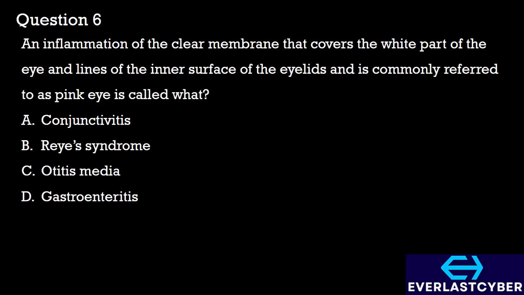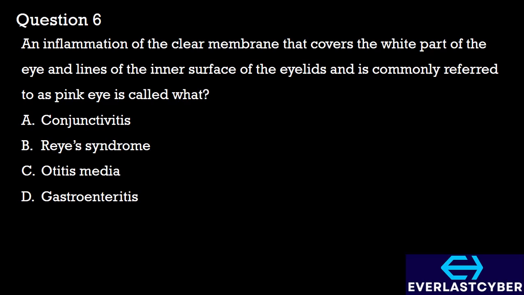Question 6. An inflammation of the clear membrane that covers the white part of the eye and lines the inner surface of the eyelids, and is commonly referred to as pink eye, is called what? A. Conjunctivitis, B. Reye's syndrome, C. Otitis media, D. Gastroenteritis.